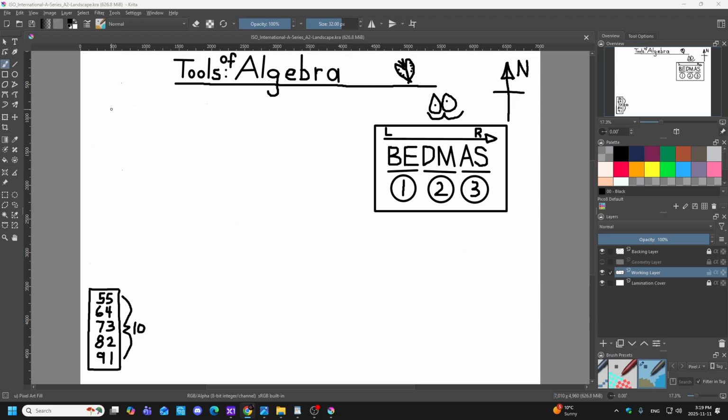Okay. We have 8 subtract 6 being multiplied by 4, all divided by 3.